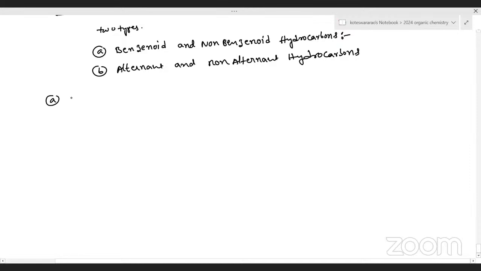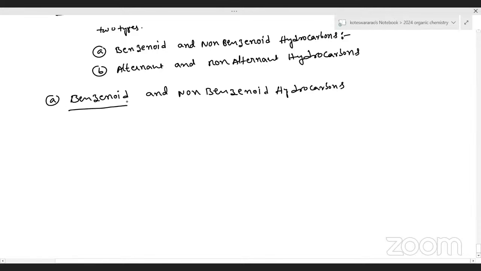The first classification, benzenoid and non-benzenoid. The name itself indicates the conjugated polyene systems. Yes, we know that. Do you have any doubt? You have raised the hand. If you have any doubt, you can ask me. Vinoda. No doubt? Okay.